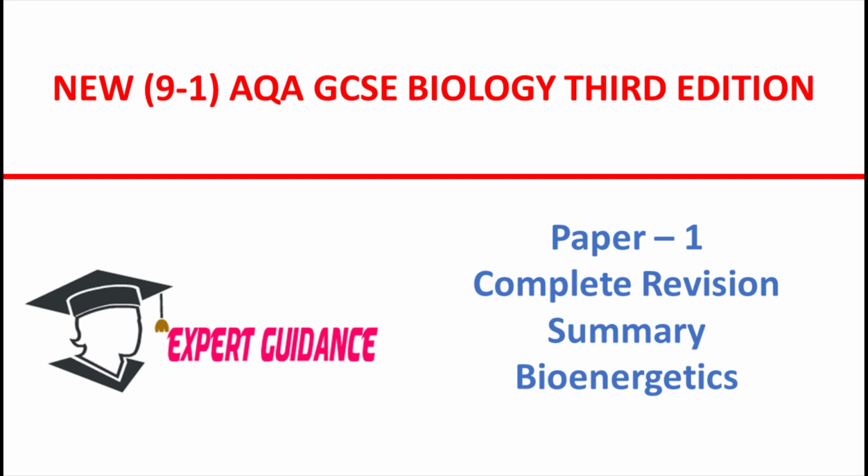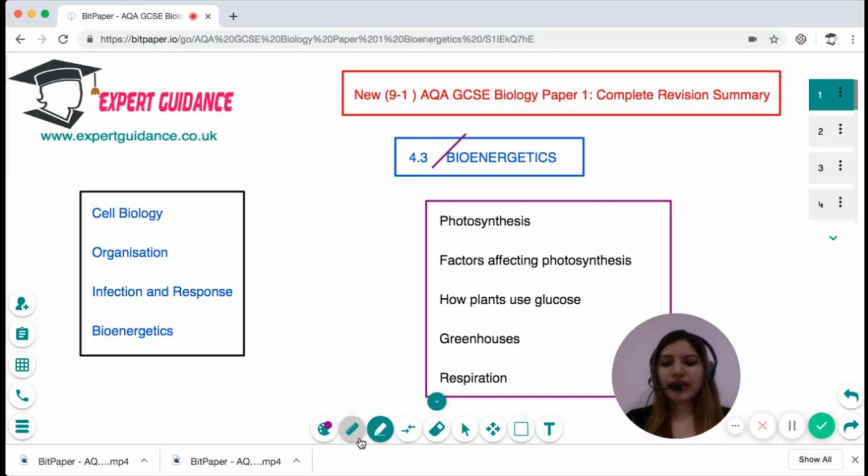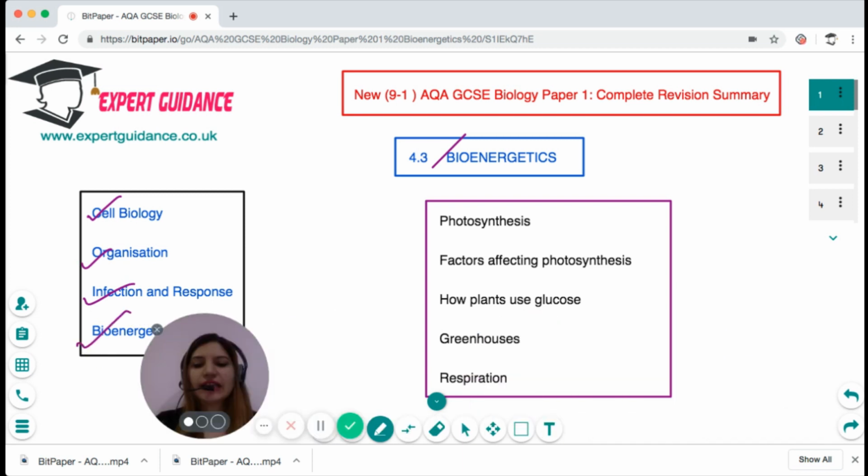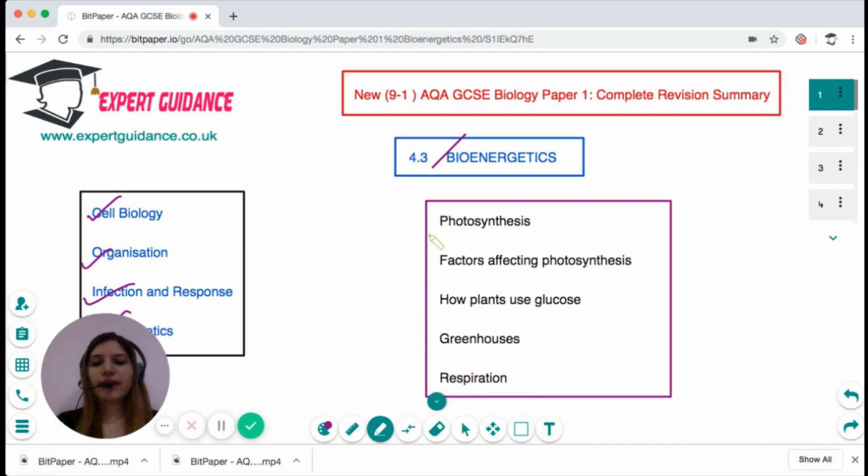Hello friends, welcome to Expert Guidance, and today in this video we'll be covering another unit of your AQA GCSE Paper 1 Biology, which is Bioenergetics. Now to remind you, for your Paper 1 Biology, you need to cover cell biology, organization, infection and response, and bioenergetics. And today in this video we'll be focusing on bioenergetics.